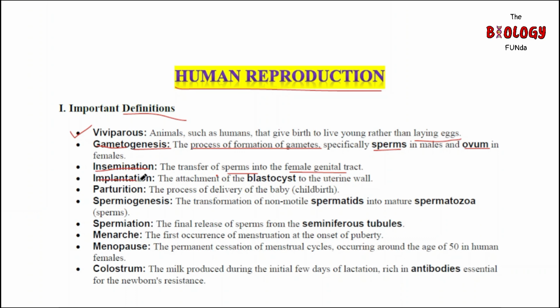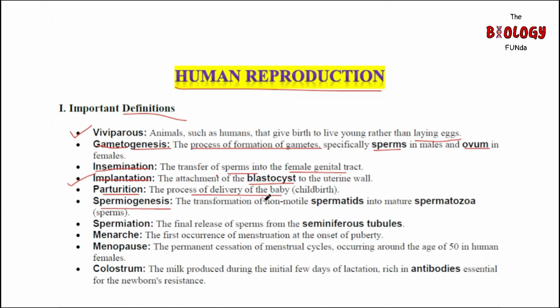Next is implantation. Implantation means attachment of blastocyst to the uterine wall. When the zygote is formed, it undergoes several changes and forms a blastocyst which attaches to the uterine wall, and this process is known as implantation. Parturition is childbirth, that is the process of delivery of the baby.